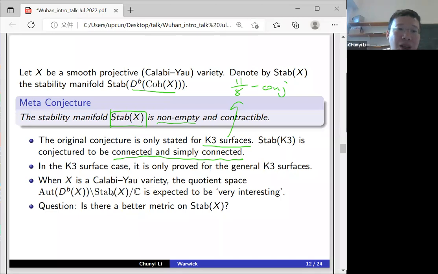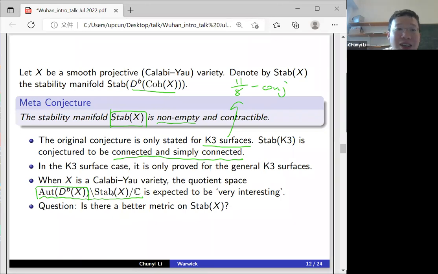Another thing is that one of the reasons is that when it's Calabi-Yau, in particular when K3 is Calabi-Yau, this quotient space is expected to be very interesting. Whenever it shows Stab is connected and simply connected, this is the universal cover of this very interesting space, and its pi_1 you can read clearly from some part of the automorphism group of this bounded derived category. This is a remark on this meta conjecture, which we'll discuss in the next few slides.